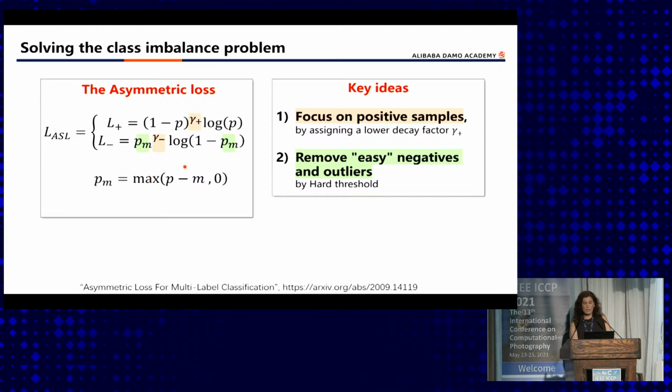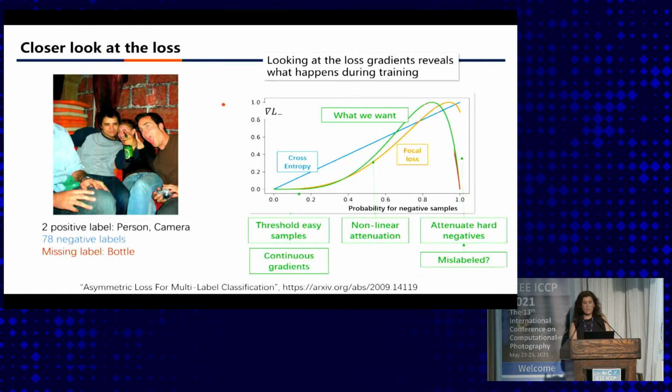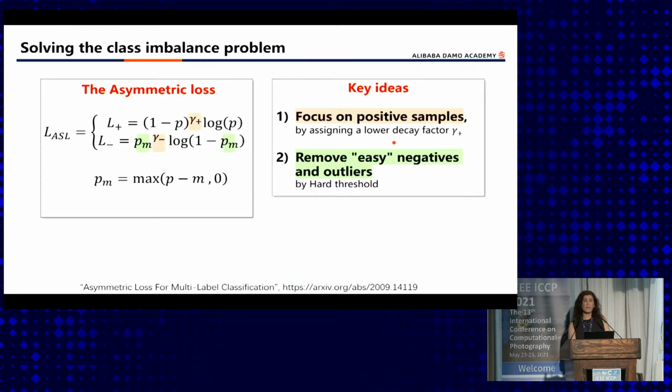This loss function is basically based on the log probability of the labels, but it has some nonlinearities that create this green curve that I mentioned. So I'm going a little bit fast over this, but you can go on and read the paper. It's there on arXiv, and you can see what we get. But these are the two key ideas: focus on positive samples, and remove the easy negatives and the outliers.